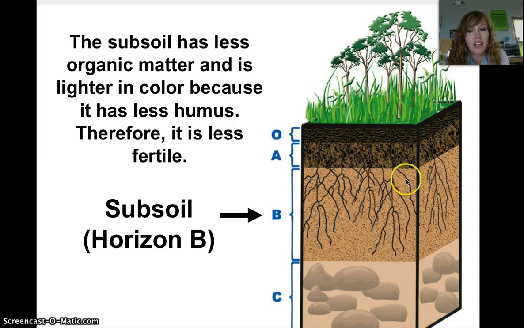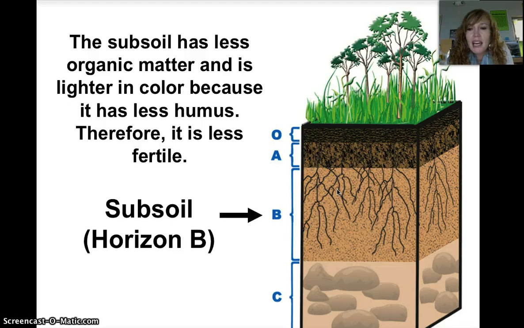You're not going to have a lot of organisms that live down here. You have some tree roots here, but you're not going to have things that burrow down. They usually stay within the topsoil, that horizon A. You're going to have larger chunks of rock, not quite as big as you can see in horizon C below it, but you are going to have some rock particles here.